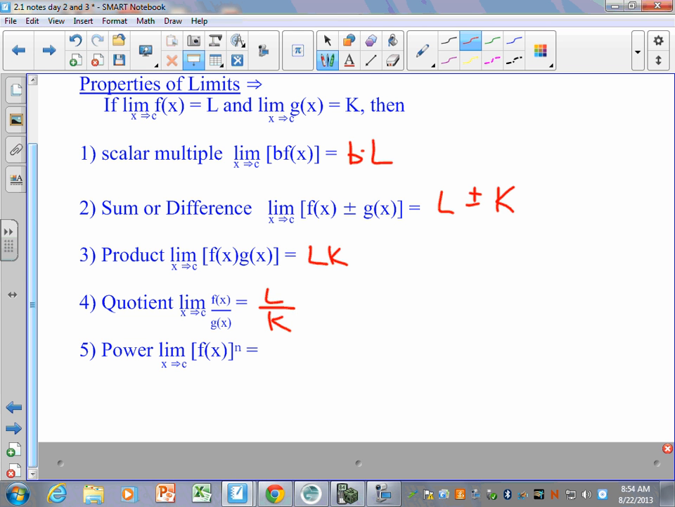The power limit: if you take the limit as x approaches a number of a function to a power, it's the same as taking the limit to that power. And we kind of did that property yesterday. We just wrote it a different way.